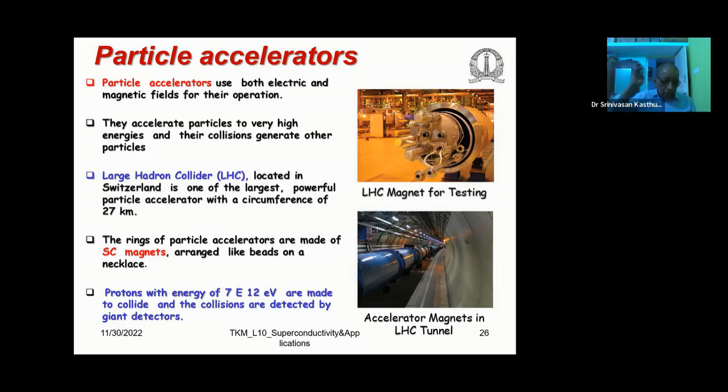Okay, and you can see some photographs showing the accelerators coupled together in a tunnel. I mean, this accelerator pipe is going through this tunnel. The rings of particle accelerators are made from superconducting magnets, arranged like beads on a necklace. And protons with the energy of 7 × 10⁻12 electron volts are made to collide, and their collisions are detected by very big giant detectors, right?